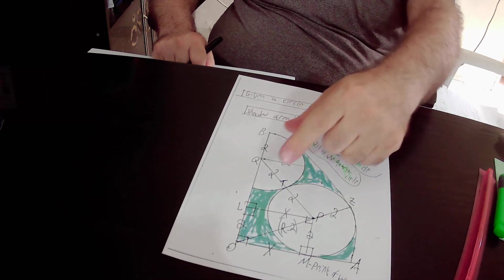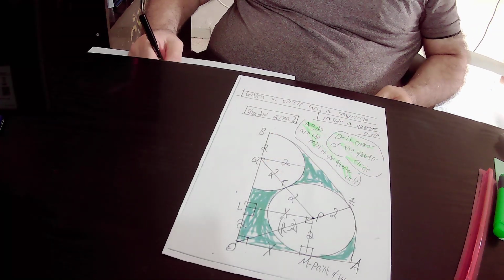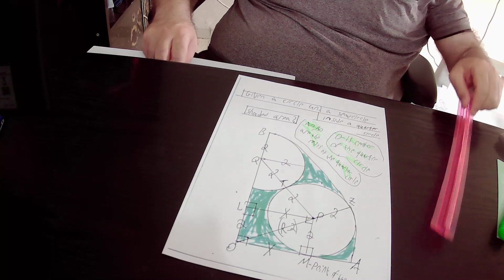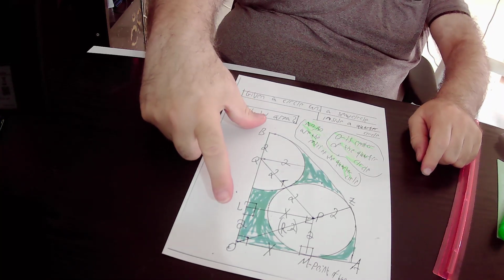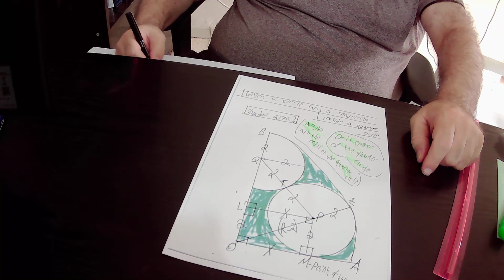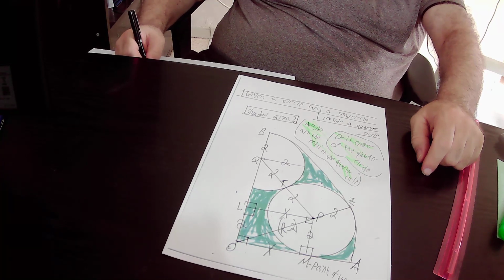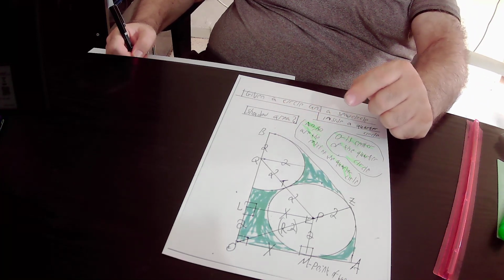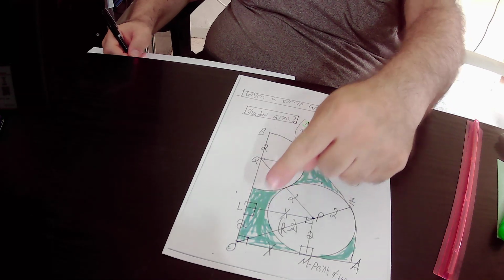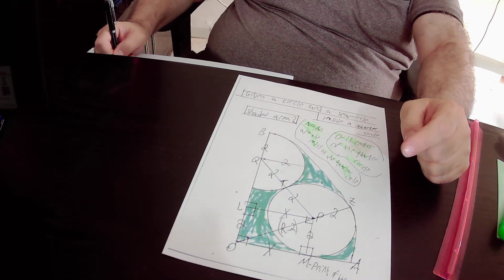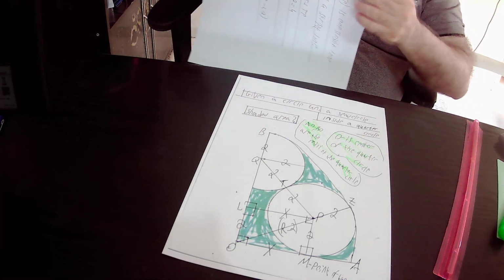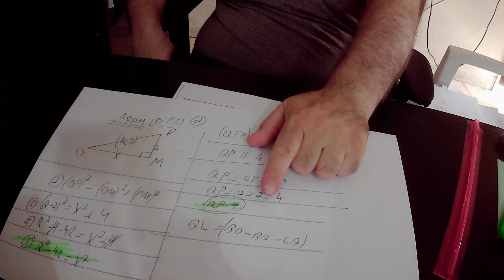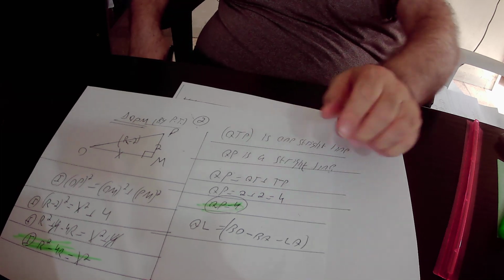The length of line segment QL, from the drawing, it is very easy to see that QL equals BO, that is the radius of the quarter circle, minus BQ, that is the radius of the circle, minus LQ. It is equal to 2 units. So in conclusion, the length of line segment QL equals BO minus BQ minus LQ.